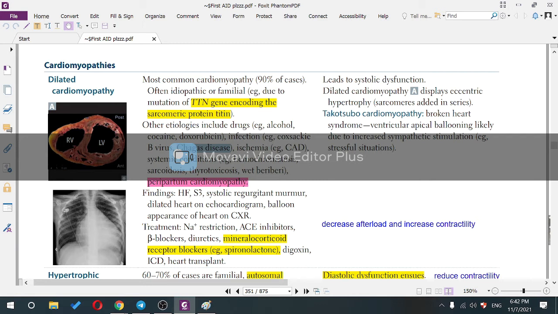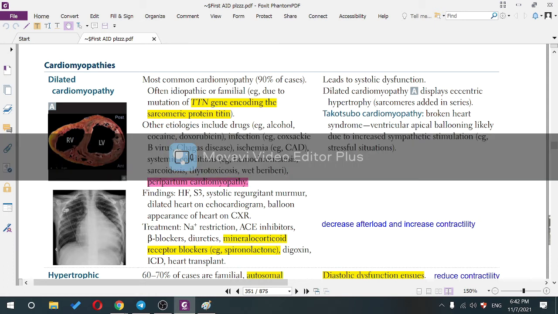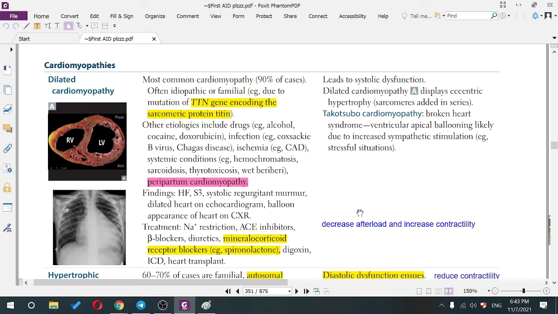Okay, the next cause, it goes something like this. We have ischemia, which can lead to it, like in case of coronary artery disease. In addition to systemic conditions: hemochromatosis, sarcoidosis, thyrotoxicosis, and wet beriberi. I believe that all of you deserve an explanation of why conditions like this can lead to dilated cardiomyopathy.